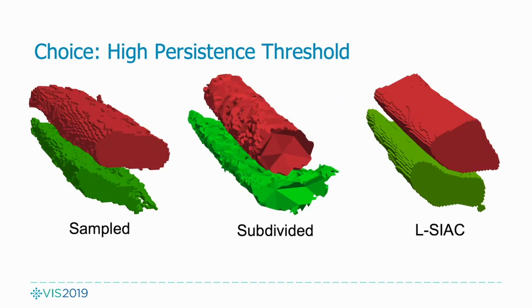In this case, we observed all three techniques identified similar regions for these two features, but the segmentation boundaries are different for all three techniques. In case of sampled and subdivided methodologies, the boundaries were influenced by the simulation mesh.